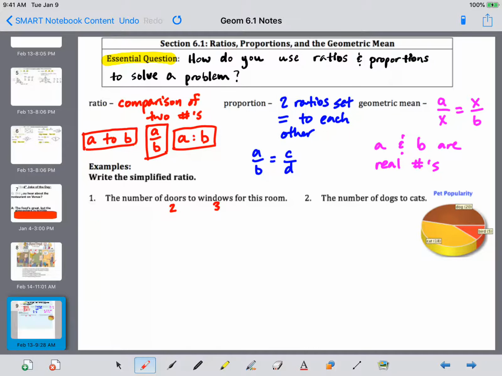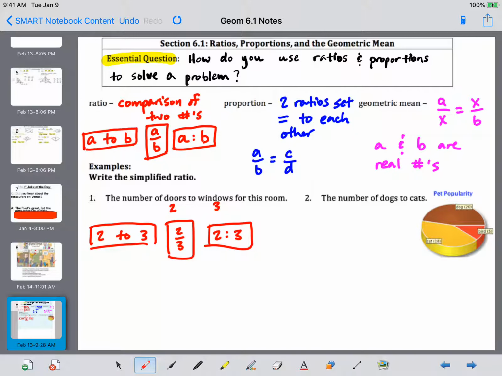So we could write this as 2 to 3, or we could write it as 2 over 3, or we could write it as 2:3 with a colon. All right, so just pick whatever way makes the most sense to you. I'm going to do all 3.